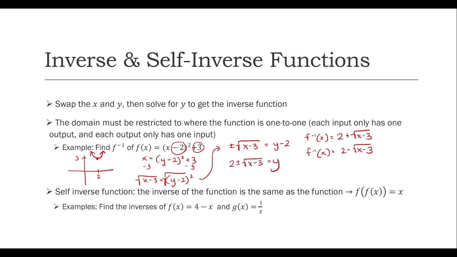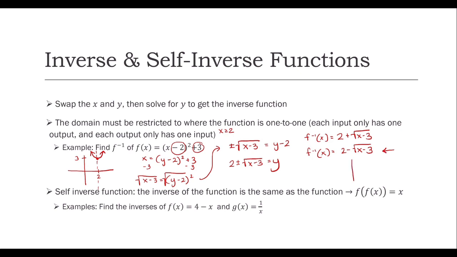So our domain needs to be restricted at x equals 2, because before x equals 2 and after x equals 2, you repeat the same outputs, the same y values. So if we restricted the original domain to x is greater than or equal to 2, then the inverse of that function would be our f inverse of x is 2 minus the square root of x minus 3.